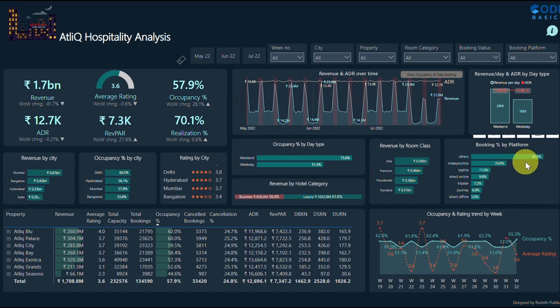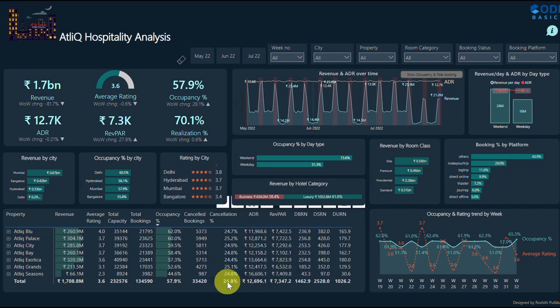This tagged bar chart details the booking percentage by booking platform. A significant 40.9% of bookings originate from others or unorganized platforms. Understanding these channels is crucial for effective marketing strategy implementation. Here, MakeMyTrip accounts for 20% of the total bookings.